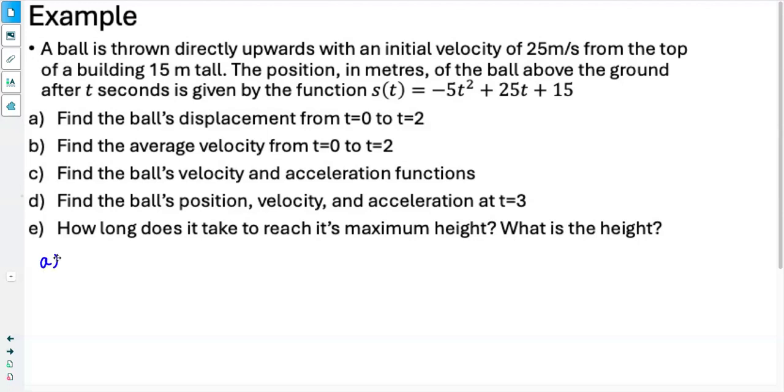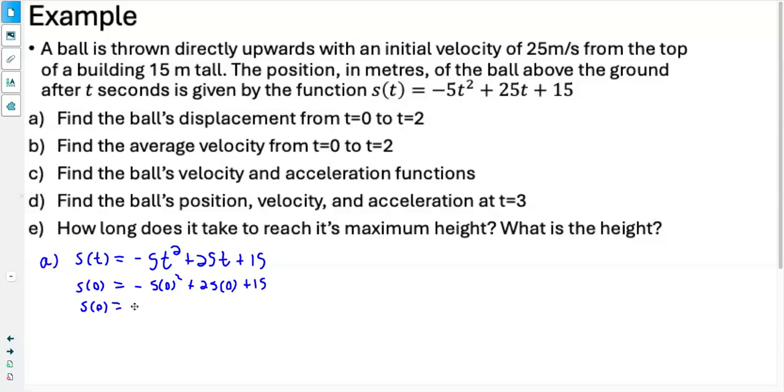Okay, so for part A, we want to find the ball's displacement from t equals 0 to t equals 2. So for that, we're just utilizing the equation they gave us. So we've got s(t) equal to negative 5t squared plus 25t plus 15. So at t equals 0, s of 0 is equal to negative 5 times 0 squared plus 25 times 0 plus 15. So we know at a time of 0, it is a height of 15 meters.